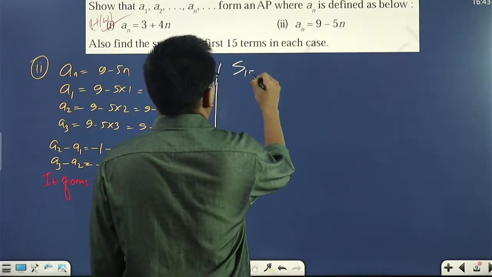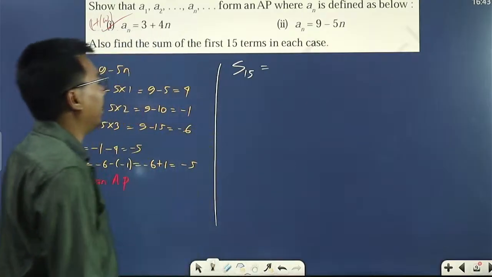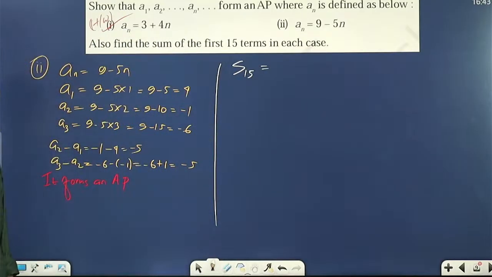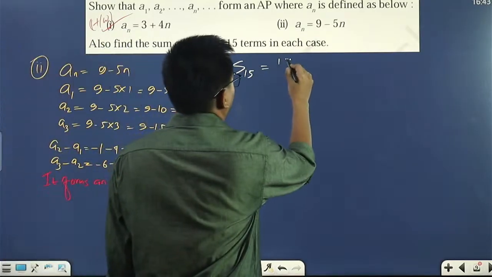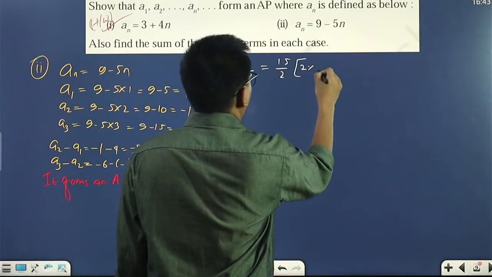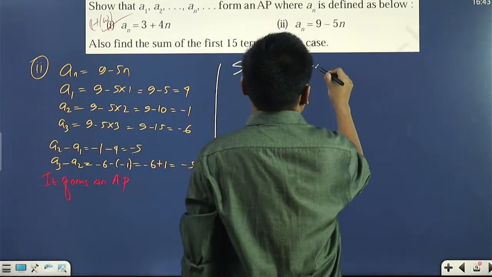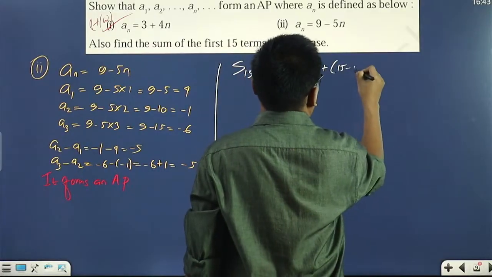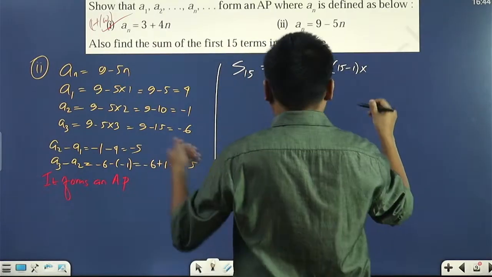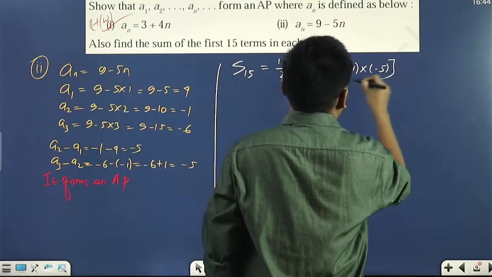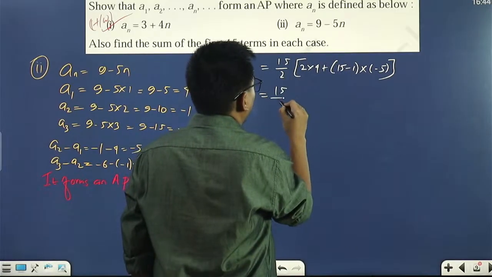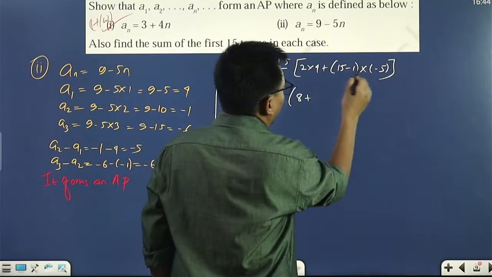Now the question says that if it forms an AP, find out S15. So we can easily find S15. It is 15 by 2, 2 into A. How much is A? First term. First term is 4. Plus 15 minus 1 into D. D is minus 5. We'll put it here. So we'll get 15 by 2.